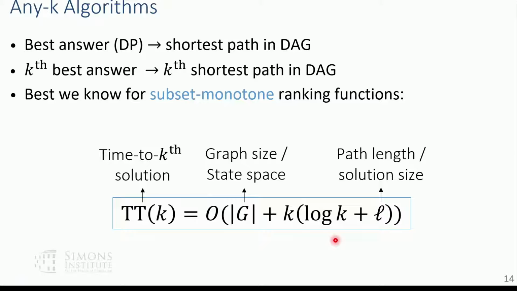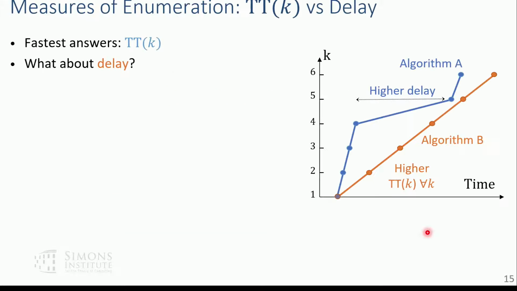Now, if you have heard before about enumeration algorithms, you know that usually there's a preprocessing phase and an enumeration phase. And that's essentially what we see here. The first term is the preprocessing, and the second term is the enumeration. You may have also heard about delay for enumeration algorithms. So I think that's a good point to talk also about that.